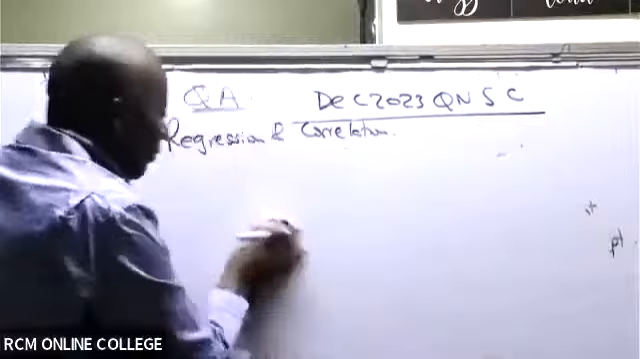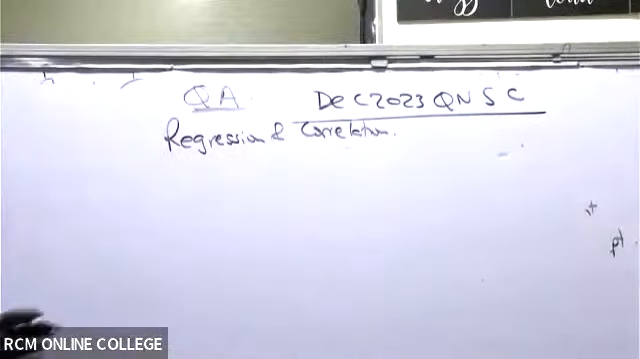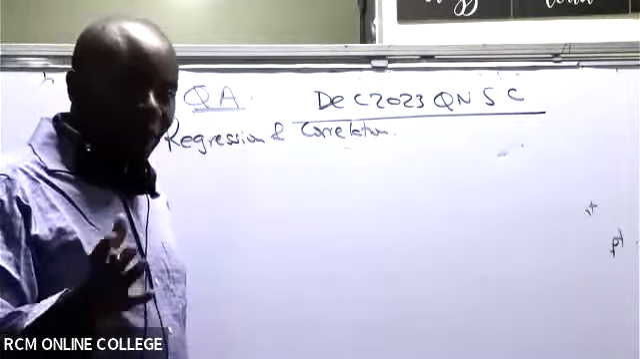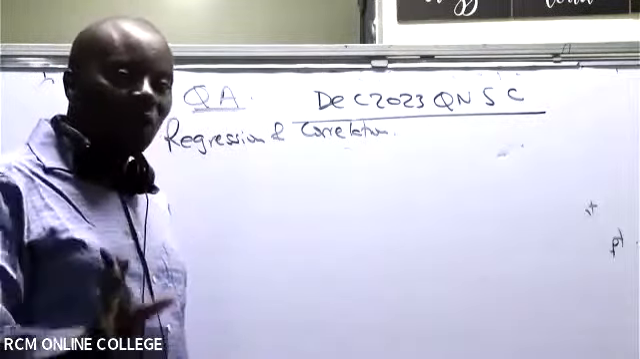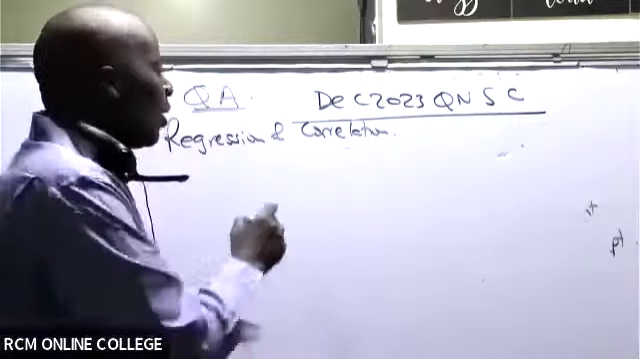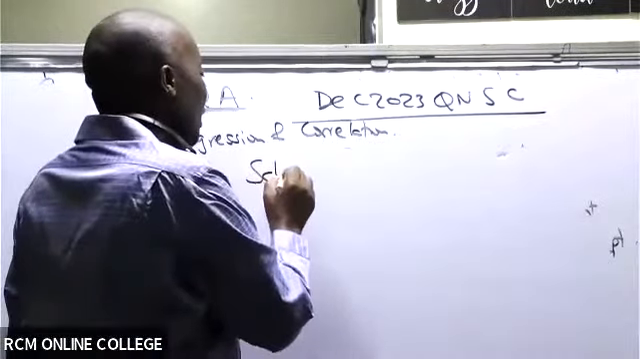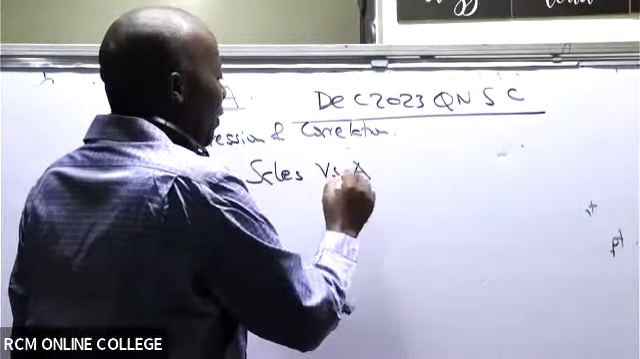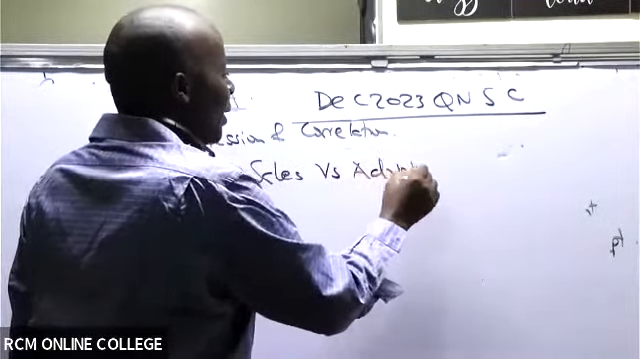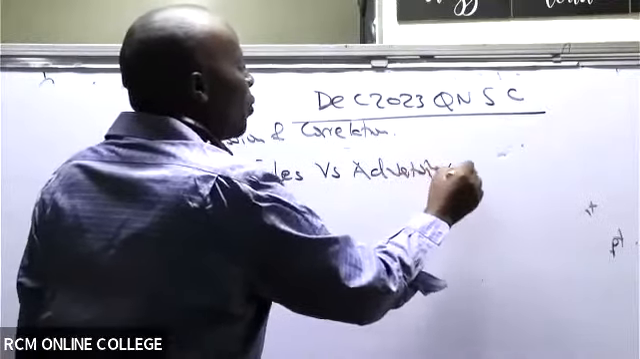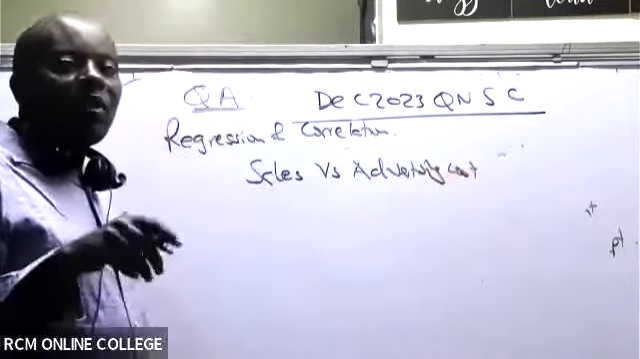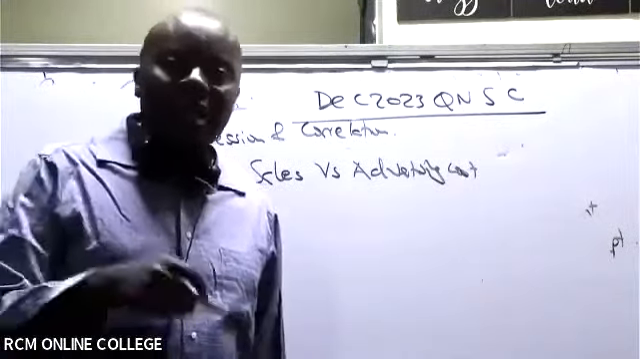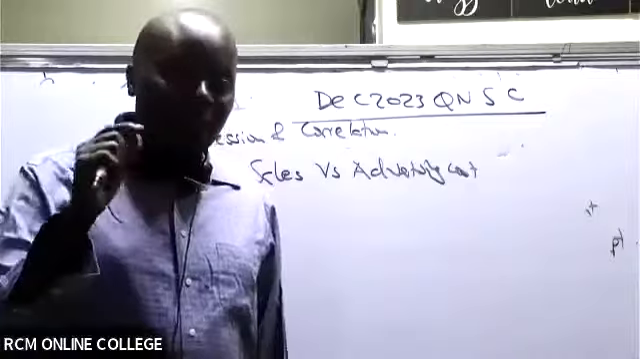You will be given, for example, sales as a variable, which keeps on varying. Of course, sales has never been constant; it keeps fluctuating. Then we'll be given advertising. Advertising cost as well can never be constant. This year you put in 10 million into advertisement, next year 15, another year 8. So it's a variable cost.